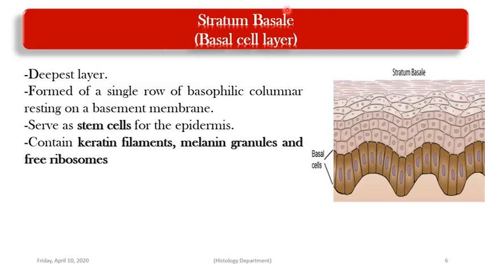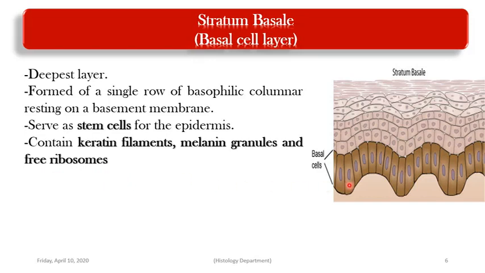The first layer of the epidermis is a stratum basale, or basal cell layer. This layer is a single layer resting on the basement membrane. The cells here appear columnar in shape, a single row of columnar cells with basal oval nucleus, and the cytoplasm appears basophilic. Why is it basophilic? As it contains numerous free ribosomes.